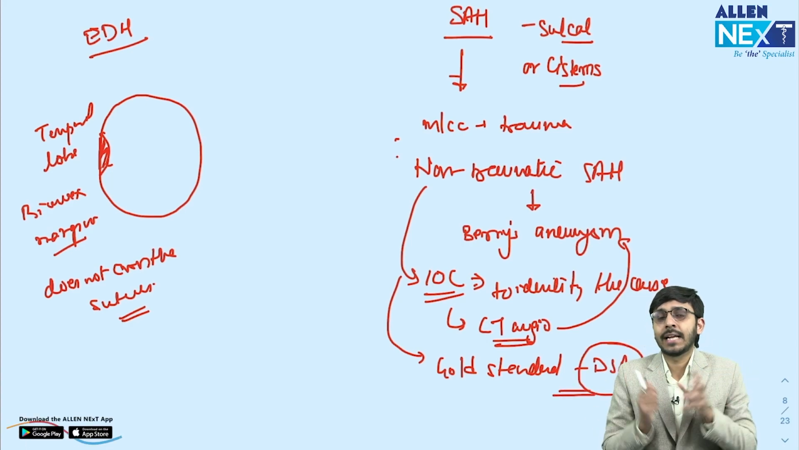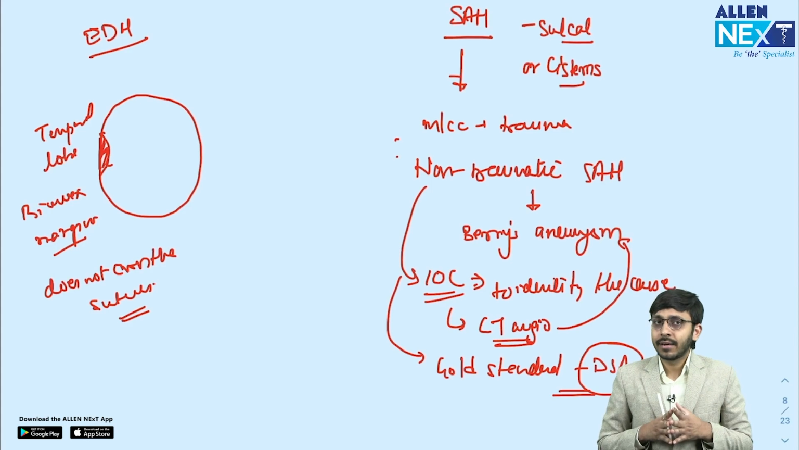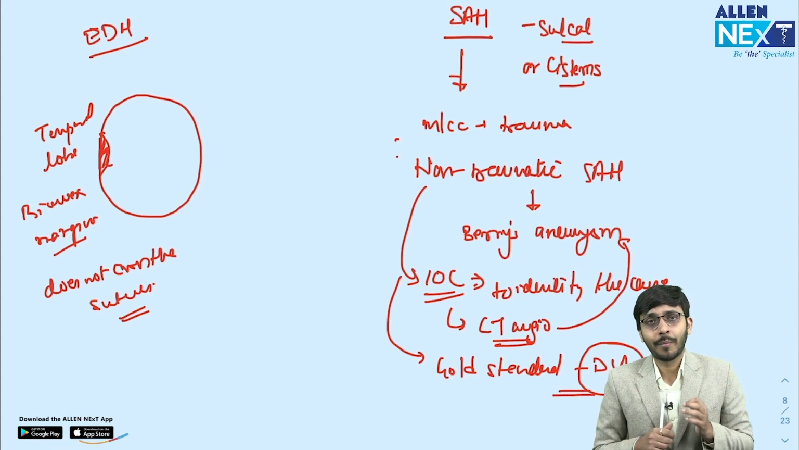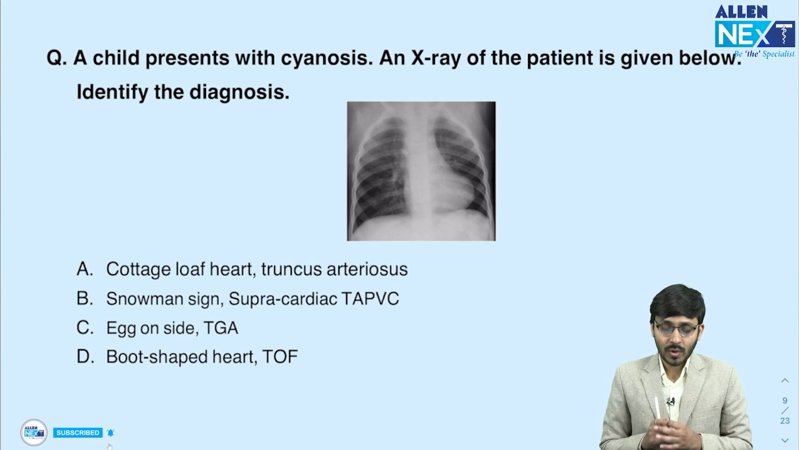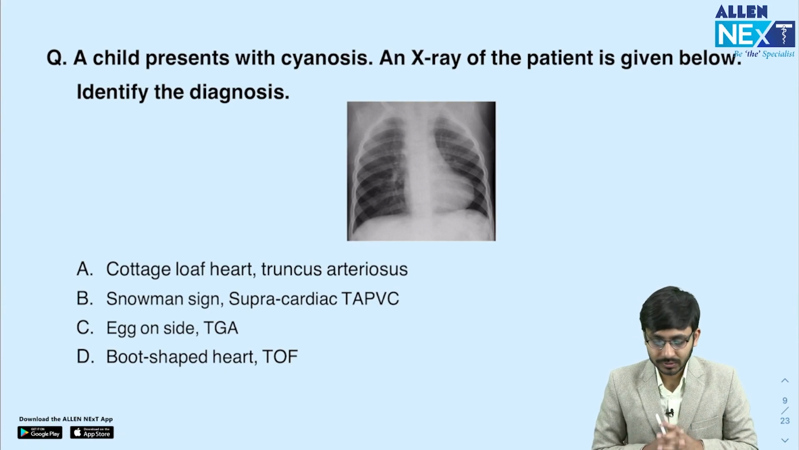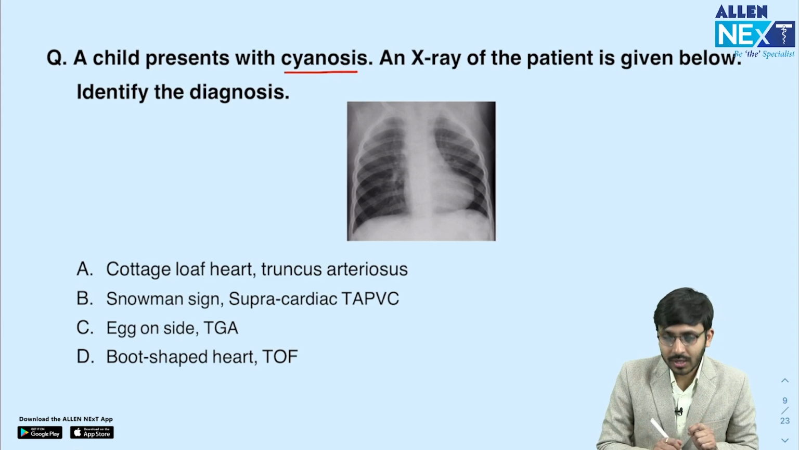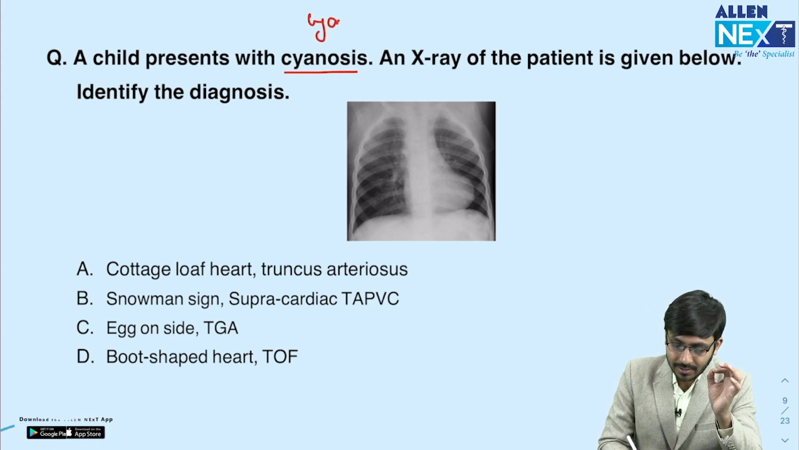So this was a brief capsule about the various intracranial hemorrhages, a very important topic as far as your entrance exams are concerned. Now we move on to the next question. A child presents with cyanosis. So we are talking about cyanotic congenital heart disease.